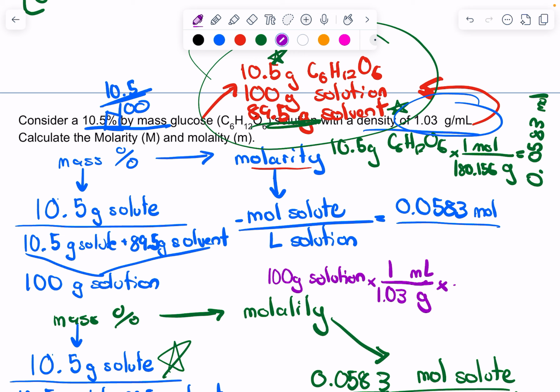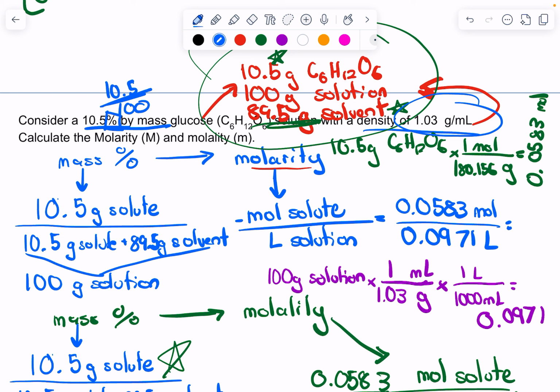All right, and then it actually needs to be in liters. So we're going to go ahead and do 1,000 milliliters per liter. That's going to cancel out and give us the liters of the solution. So 100 divided by 1.03, divided by 1,000, comes out to be 0.0971. So I'm going to put that in the bottom now, 0.0971 liters. And when I divide those, that's going to tell me the molarity.